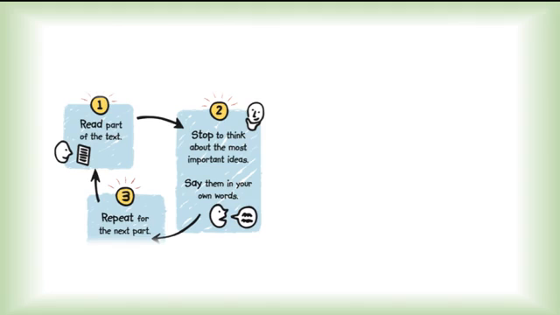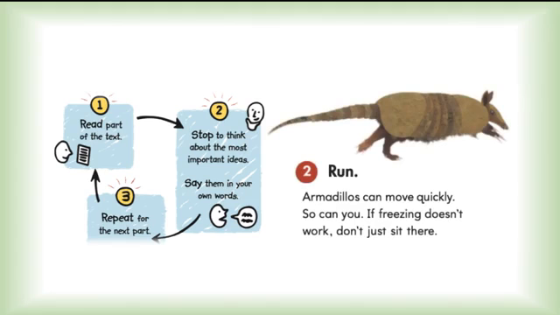Next, we've got to repeat this for the next part. So step number 2 said, run. Armadillos can move quickly. So can you. If freezing doesn't work, don't just sit there. So I can say this in my own words by saying, if the predator sees you, you've got to take off running.